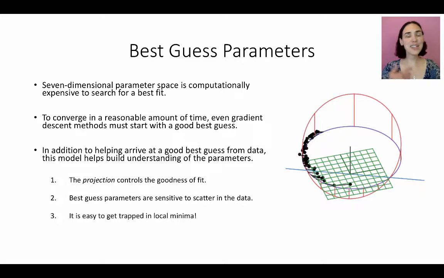You also gain an appreciation for how very sensitive those best guess parameters are to scatter that's in the original data. This is 50 points from that data set, and had I chosen a different 50, I think the fit would have been very different. And you can also gain an appreciation for how easy it is to get trapped in local minima, because sometimes you have to change one parameter and make it worse, and then change another parameter and make it better. It's not something where you can just vary each parameter individually. So that was enormously helpful for me. I think it will be enormously helpful for my students, and I'm excited to share it with all of you. Thank you.